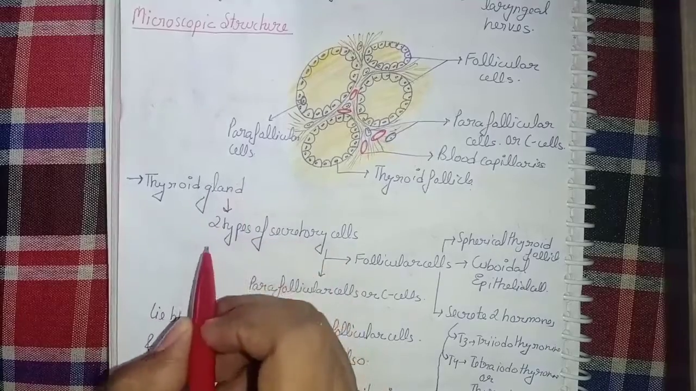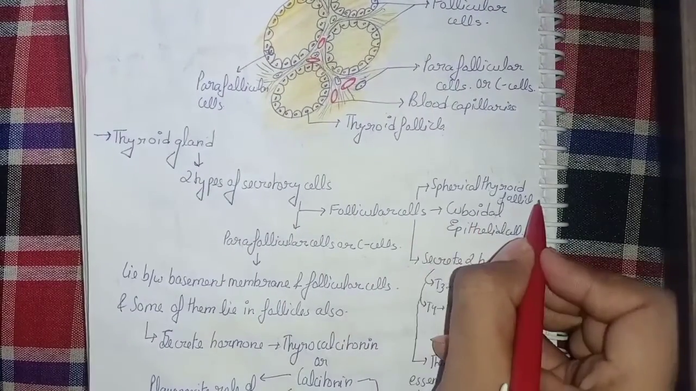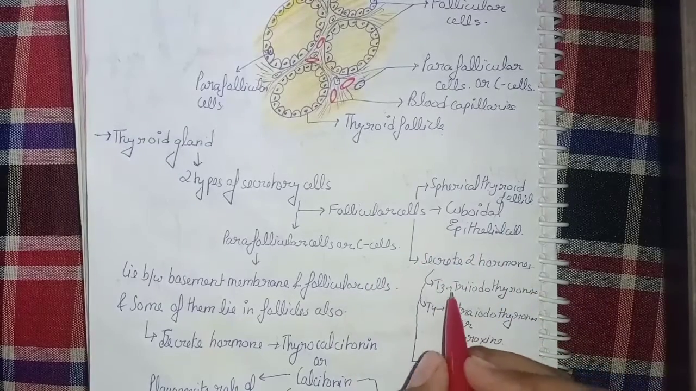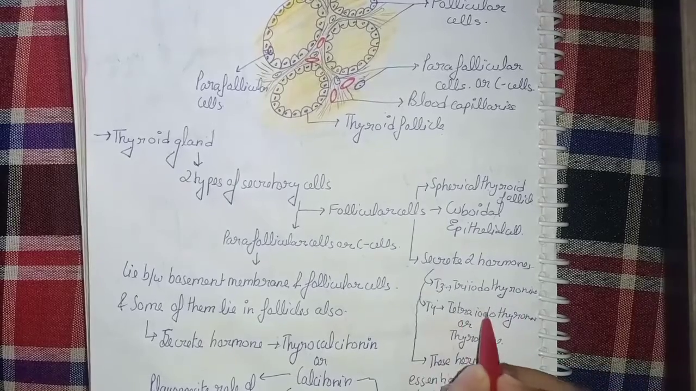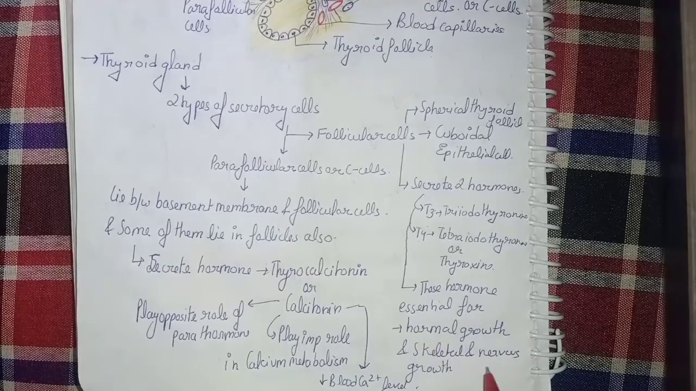Now the thyroid gland consists of two types of secretory cells. The follicular cells form spherical thyroid follicles, and they are cuboidal epithelial cells that secrete two types of hormones. The hormones are T3 and T4. T3 is triiodothyronine and T4 is tetraiodothyronine or thyroxine. These hormones are essential for hormonal growth and skeletal and nervous growth.